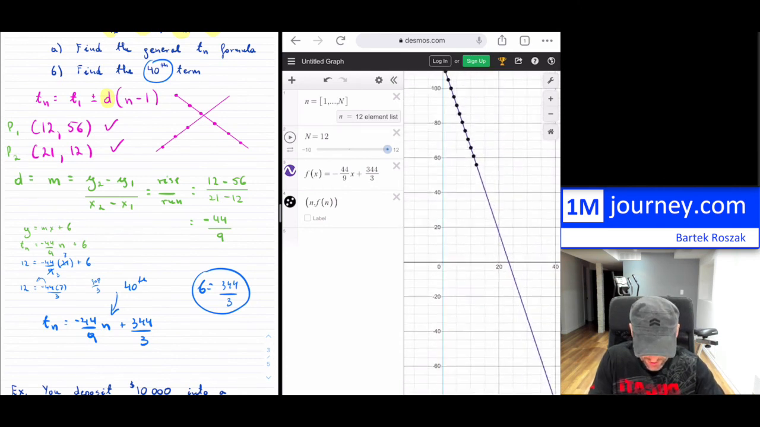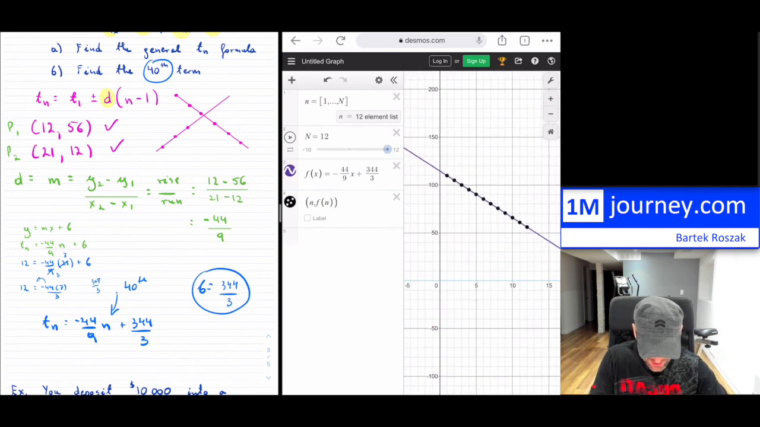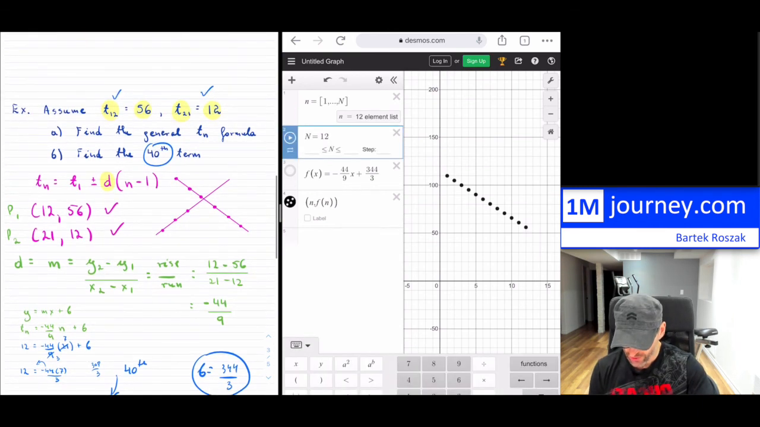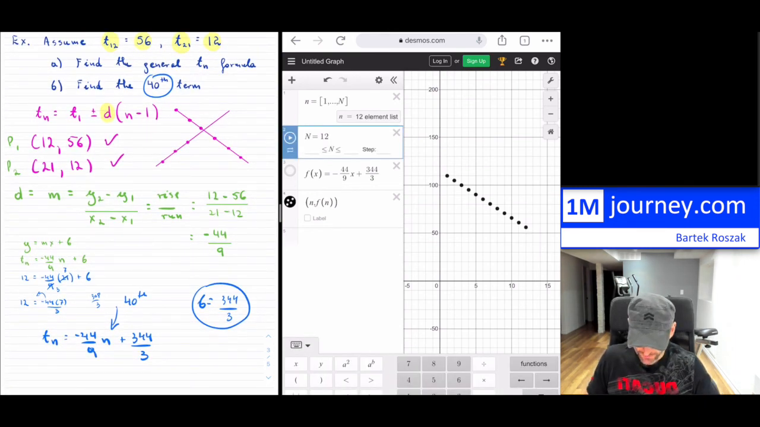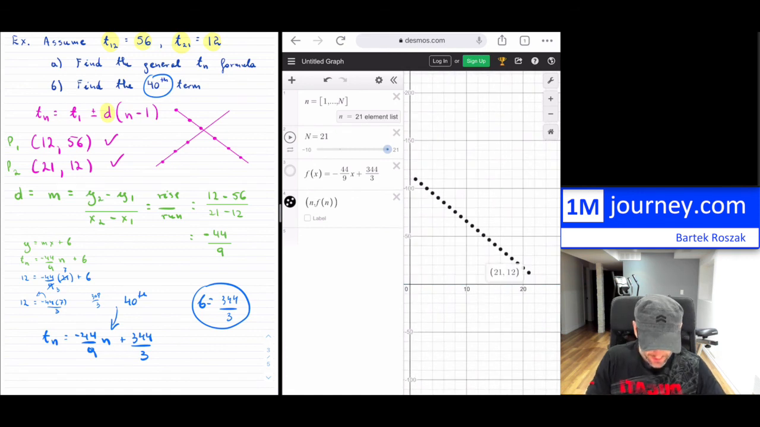And so notice, here's our line and our points. I'm going to remove that line. So notice here's our 12th term, which was 56. Now if I wanted the other one, which was the 21st term, I'm going to do that, 21st. Let's see. So that sequence, again, it goes down. There we have it. Notice it's 12.